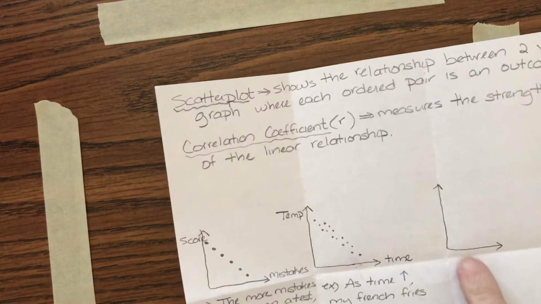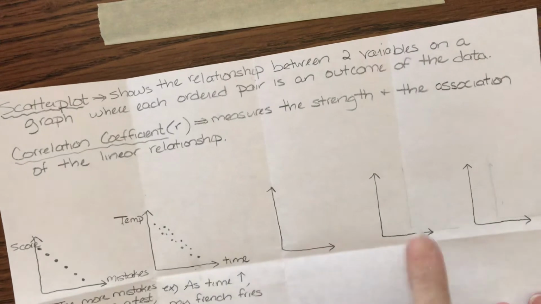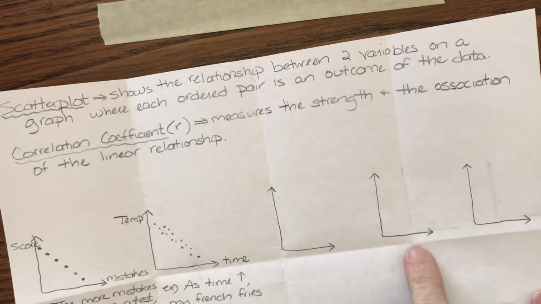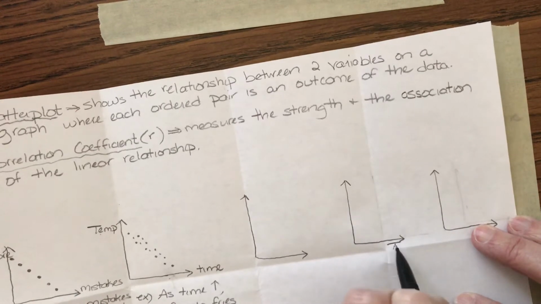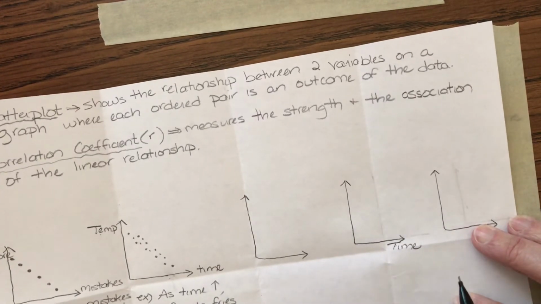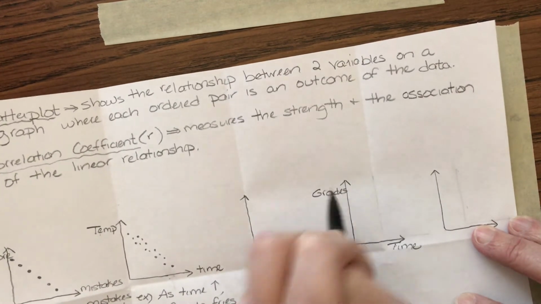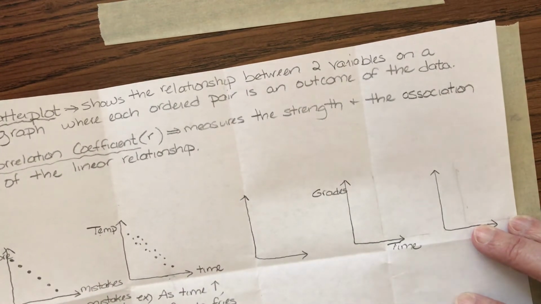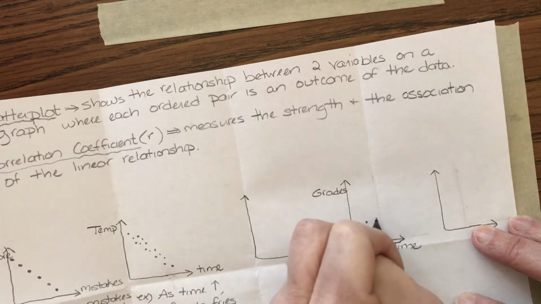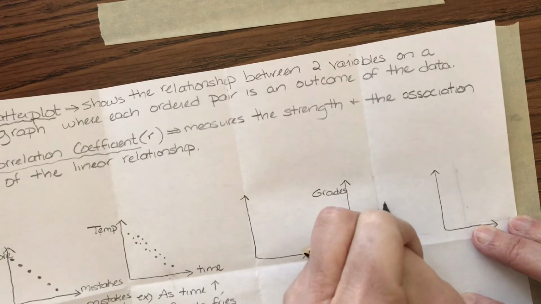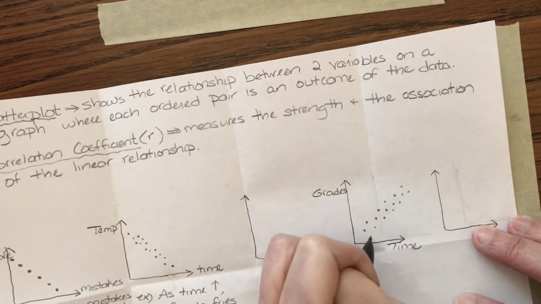Now we're going to skip over this middle graph, okay? So don't use that one just yet. We're going to come back to that one. Let's go to the fourth one. The fourth one, let's label that the x-axis, put time, and the y-axis, put grades. Okay, and we're going to do a graph similar to the second one, only it's going to have a positive slope. So you're going to put the dots again, kind of random, but with an overall positive trend.